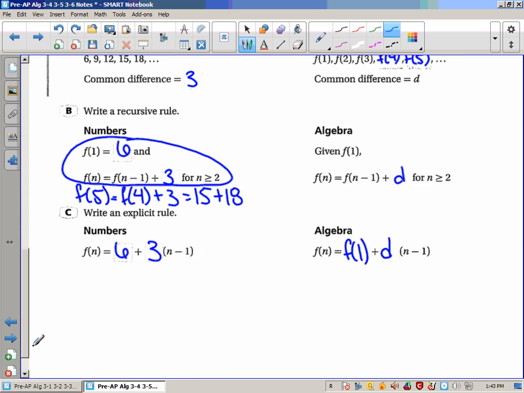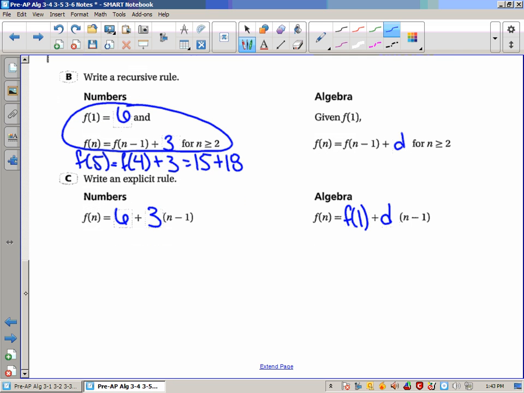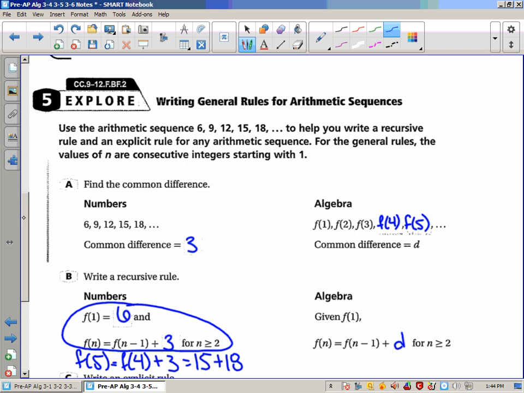So looking at this sequence here, let's see if we can get the first term the way we need to. The first term would be position 1. Now then, if we do order of operations, 1 minus 1 is 0. 3 times 0 is 0. f of 1 is 6. That's my first term in the sequence. That's how you can check your answer.